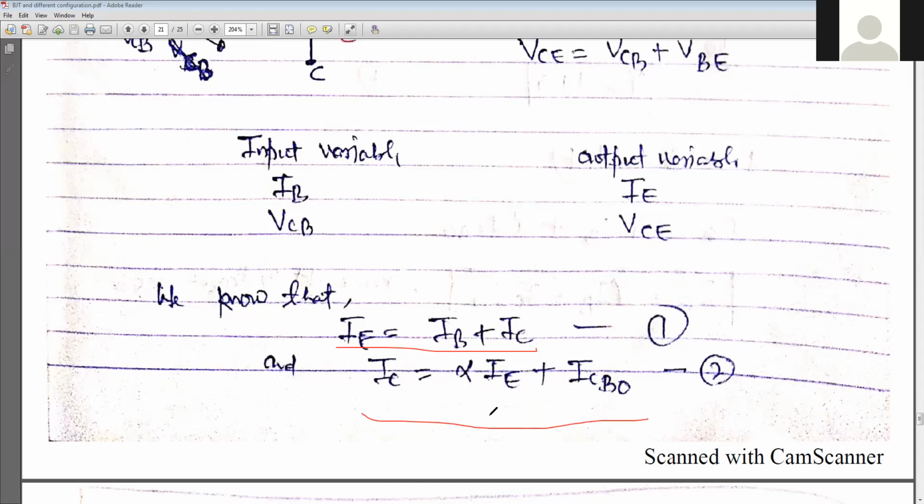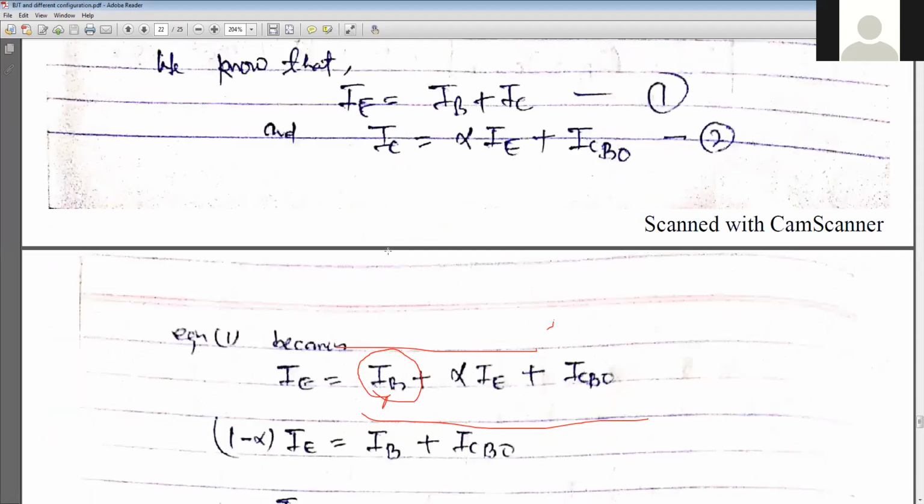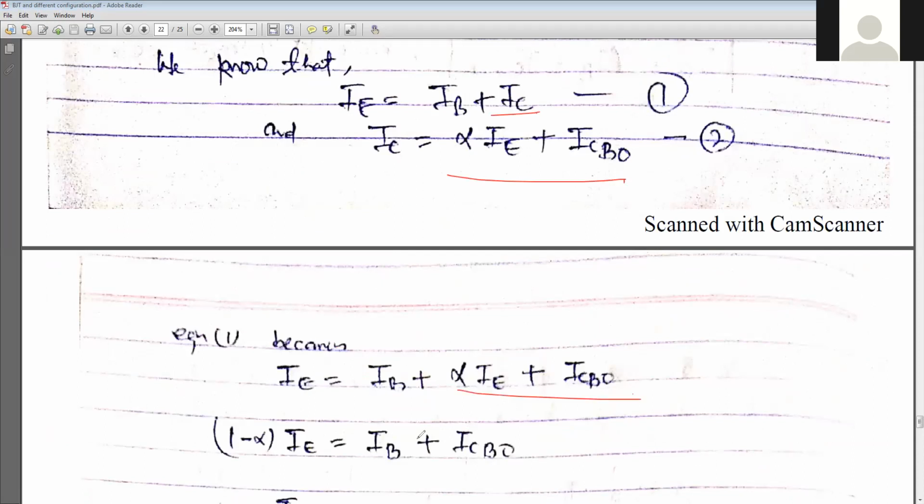So now I have this equation also. Now I can do simple mathematics. Take this IC and put it in the first equation. So this will be IE equals IB plus, instead of IC, I will write this one: alpha IE plus ICBO. And I'll do simple manipulation. This will go to this side, and some mathematics will come: (1 minus alpha) IE is equal to IB plus ICBO.